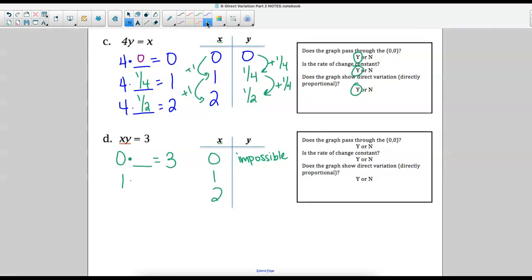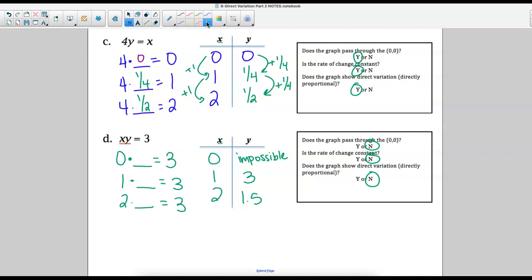Let's try. 1 times what would equal 3? 3. 2 times what would equal 3? 1.5. But look at these questions then. Does it pass through 0, 0? Absolutely not. Is it constant? No, because we don't even have a number here to look at if it's constant. So is it direct variation? No. Okay. Questions there? That making sense so far?